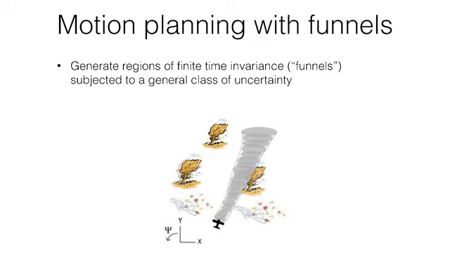The other thing is that these funnels are computed for some uncertainty model that you have. You need not know everything about the uncertainties that are present, but with some bounded model, you can compute a funnel for them. Any questions so far?